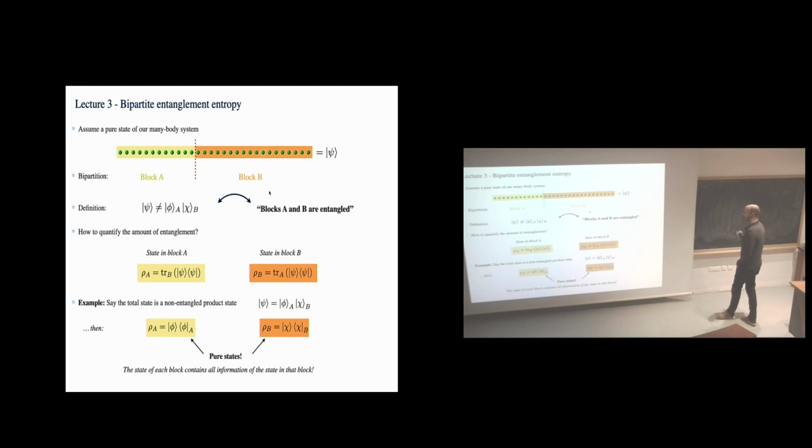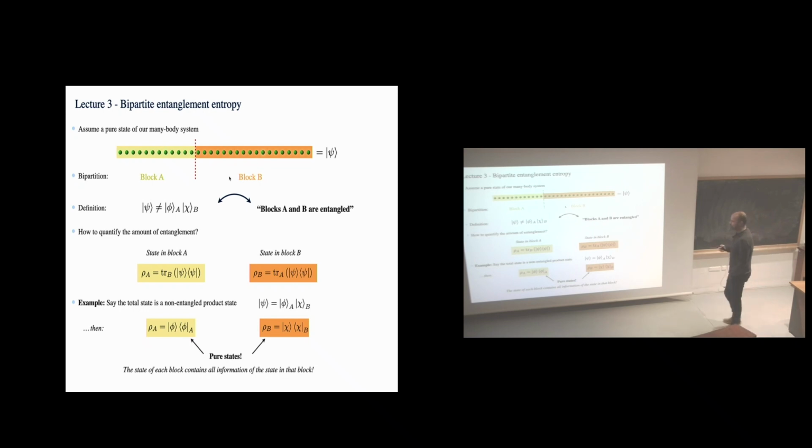Then simply by the definition of what entanglement means, in the case that I can write my total state, which has to be a pure state, as a product state on A times a product state on B, then I call those 2 blocks not entangled. If I cannot write the state that way, I call those 2 blocks entangled with each other. Right? So this is not mean field. In the mean field approximation, I made this product state assumption. Here I say my state cannot be written in this way.